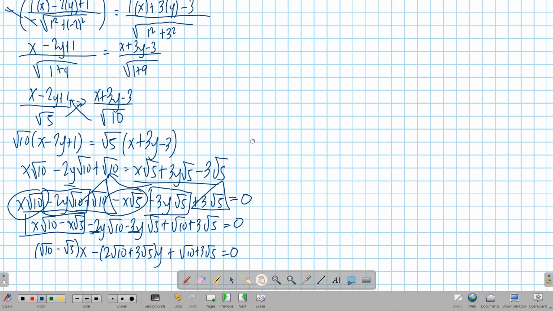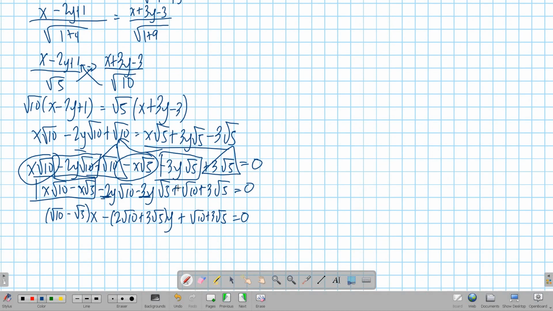Yes, standard form. So, dahil standard form, ililipat natin ito sa kabila. So, therefore, the equation of the acute angle bisector would be square root of 10 minus square root of 5 x minus 2 square root of 10 plus 3 square root of 5 y is equal to negative square root of 10 minus 3 square root of 5.